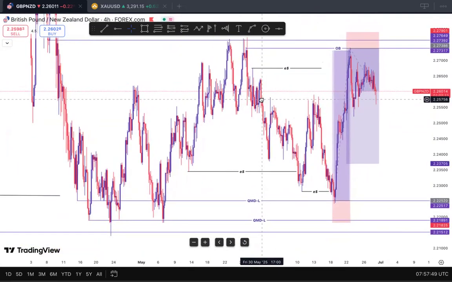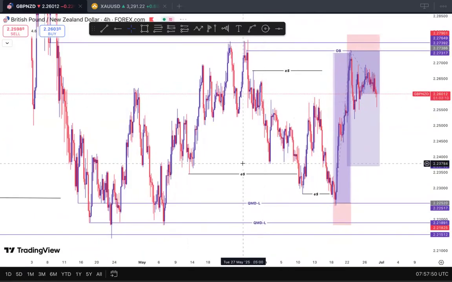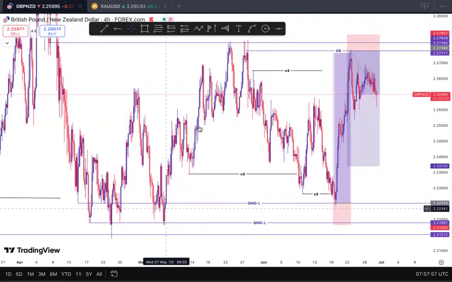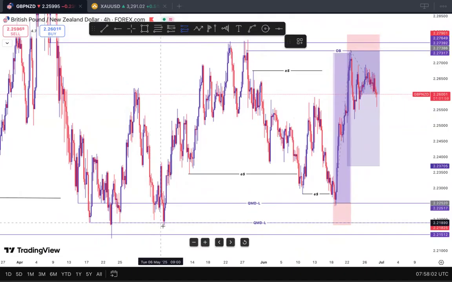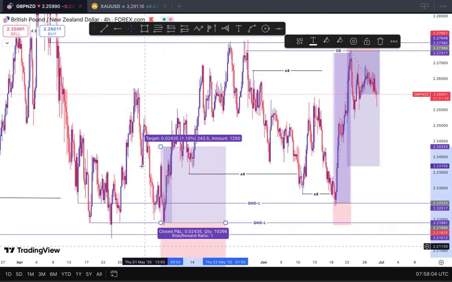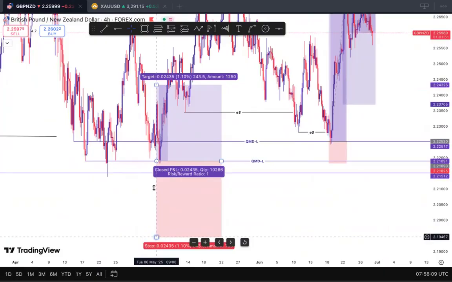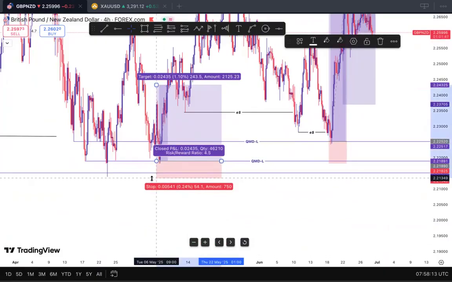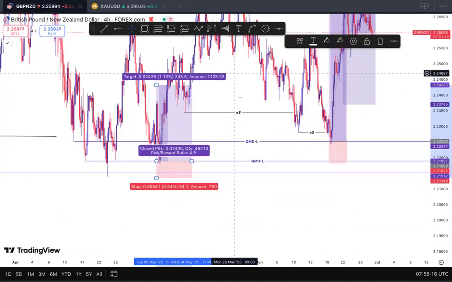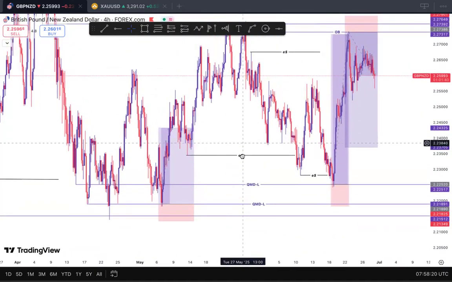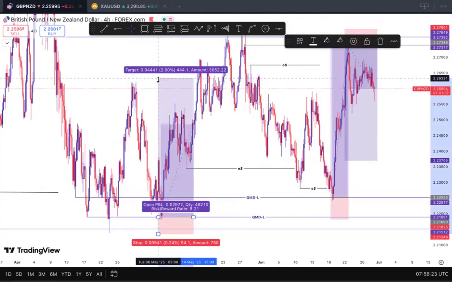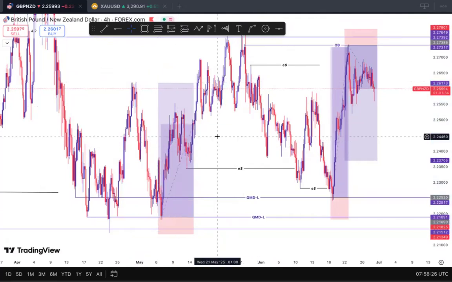So we have this structure here. Now, this is the first buy that was taken. This was the first buy that was taken. And then the target was this high. TP was hit.